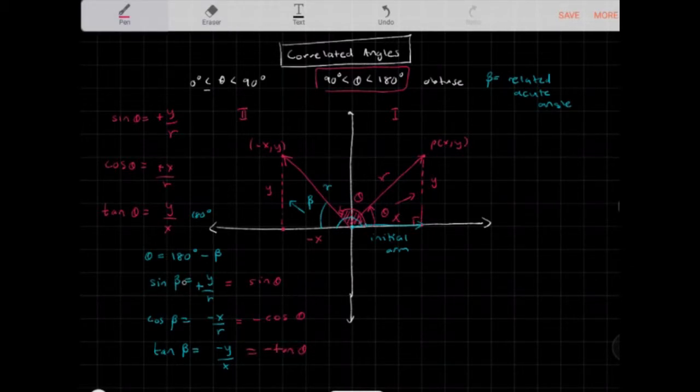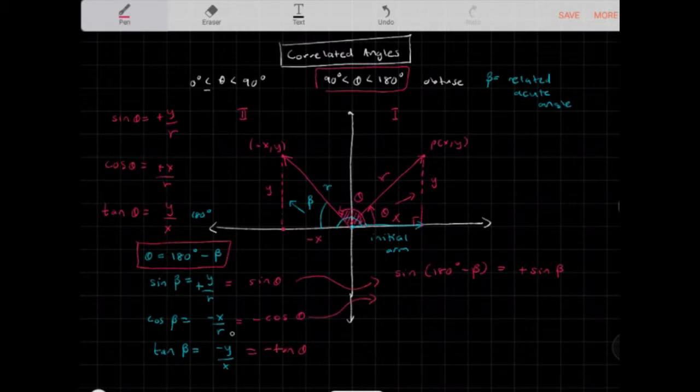Well, we know that theta is equal to 180 minus beta. Because sine beta is equal to sine theta, since they're both equal to positive y over r, this implies that instead of writing sine theta, I'm going to write sine of 180 minus beta is equal to positive sine beta. So whatever our acute angle is, 180 minus that acute angle will give us the same value.